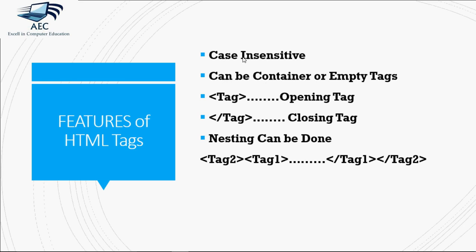The second thing is that tags can be container or empty tags. In the latest version, all tags are closed, but in the basic one, we have two types of tags, container or empty tags. The container tags are the ones which need to be closed. You have to start a tag by writing the name of the tag in angular brackets. That is said to be the opening tag. And when we close it with a forward slash, writing the same name again, it becomes a closing tag. Without that, it's the opening tag.